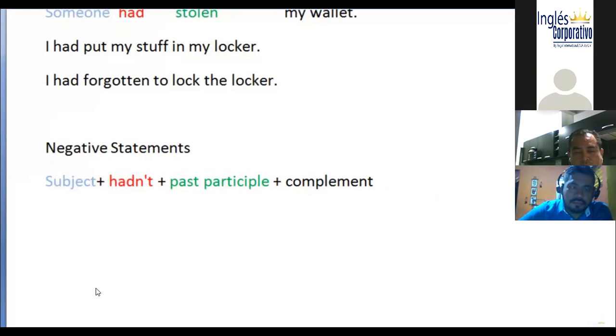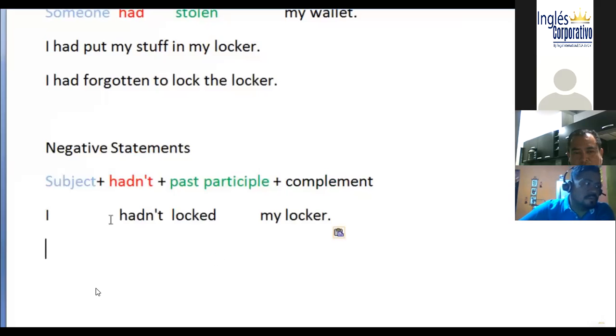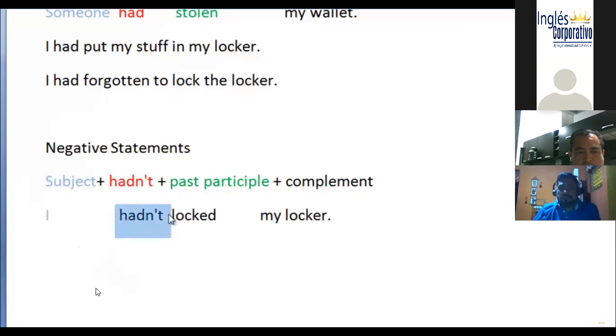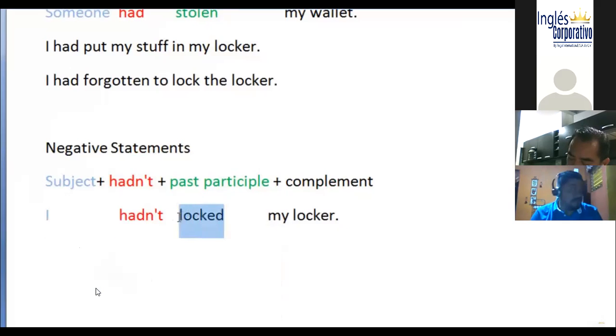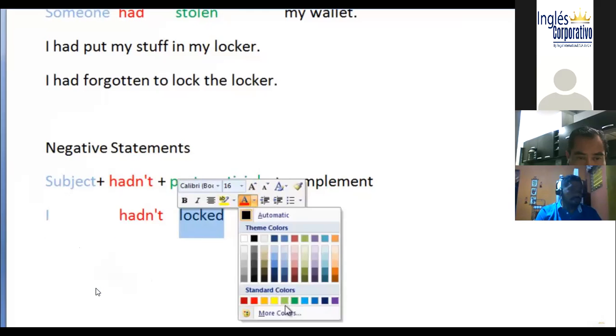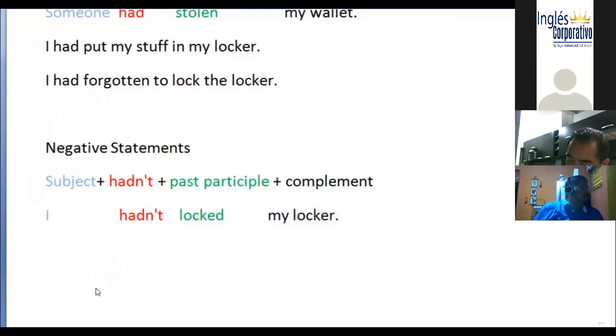All right, so I'm going to try to see if I can fit those into the structure that we see here. Subject is I. In this case, I mentioned we're going to use hadn't. Let me just make sure that we're using the appropriate colors here, just to make sure that we're understanding what we're doing. So in that case, that's the auxiliary verb. And in this case, because it's a negative, we're going to say hadn't. Then we use the past participle of that verb. So in this case, it's locked. The past participle that is locked.